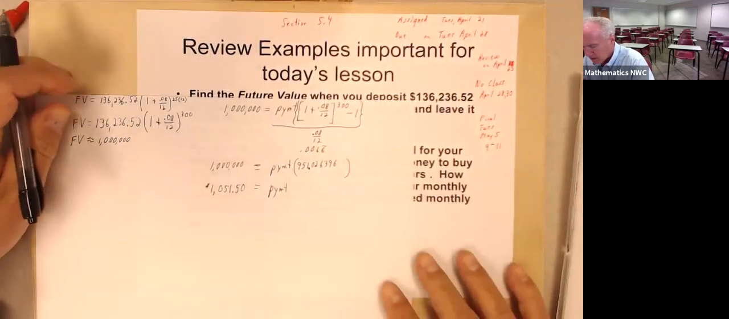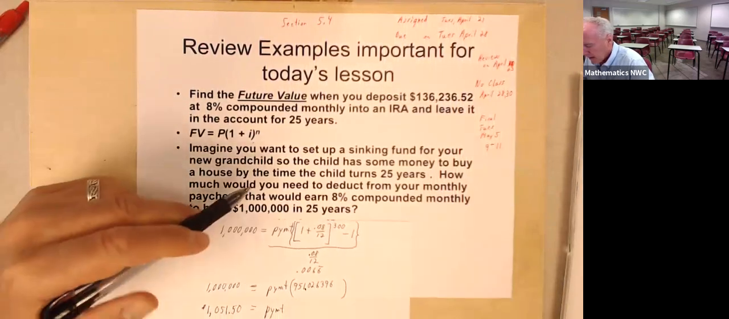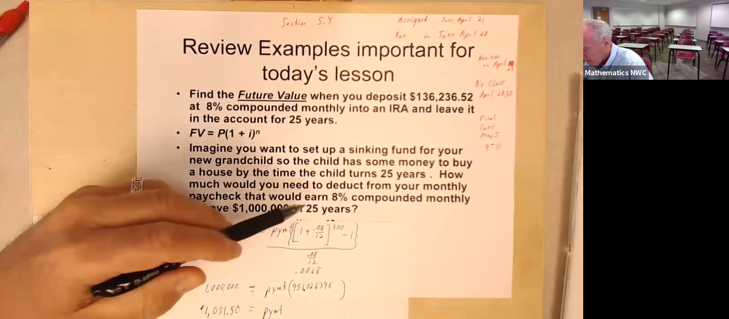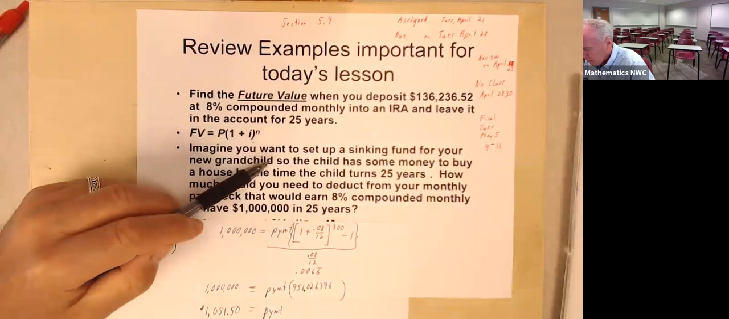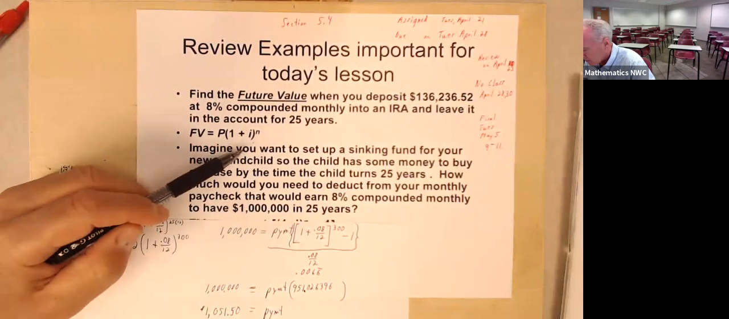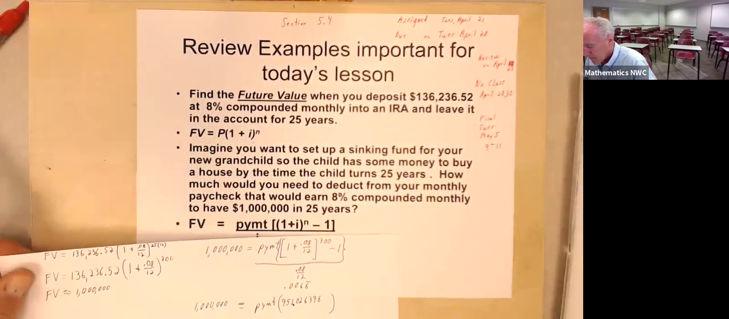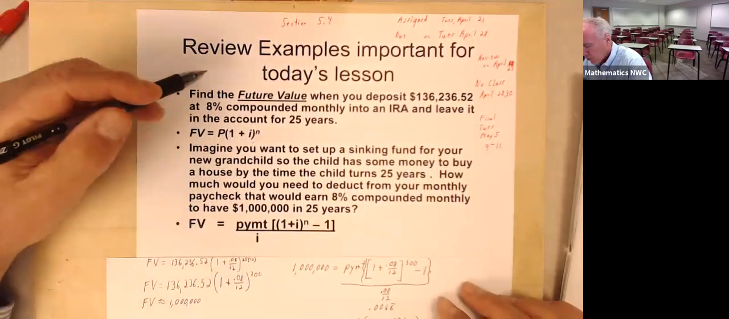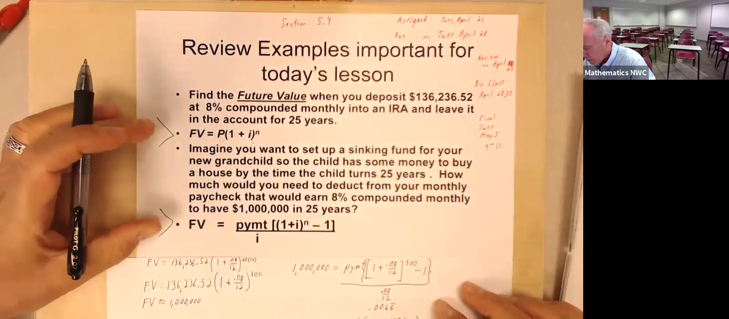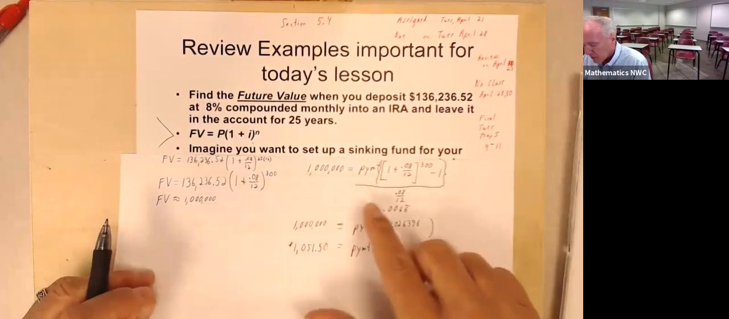So, just to make sure we understand what that 1,051 is about, it means if this grandparent is willing to put in 1,051 per month at 8% for 25 years, when the grandchild gets to be 25, there's $1 million in that account for the grandchild to use to buy a house or do whatever they want to do with that $1 million. These two formulas are going to be used today. Very, very important ones in today's lesson. That's why I reviewed each of those two formulas.